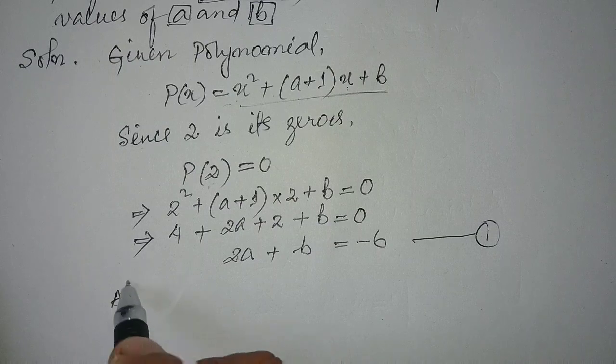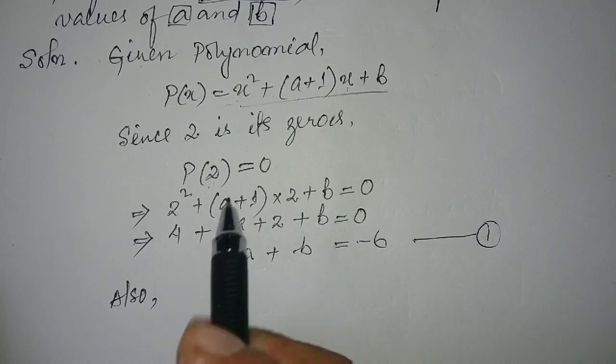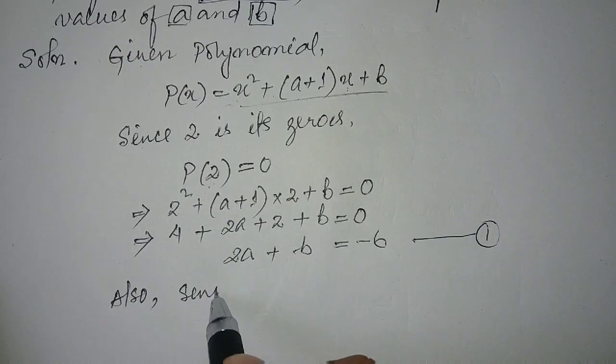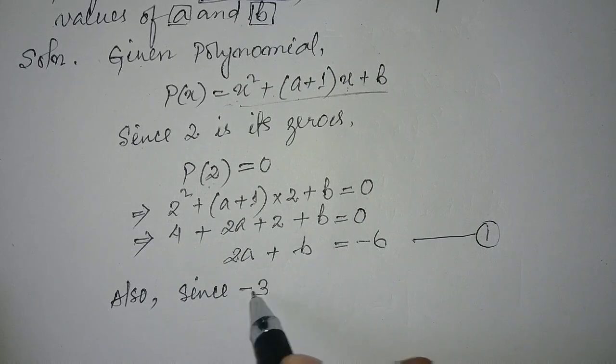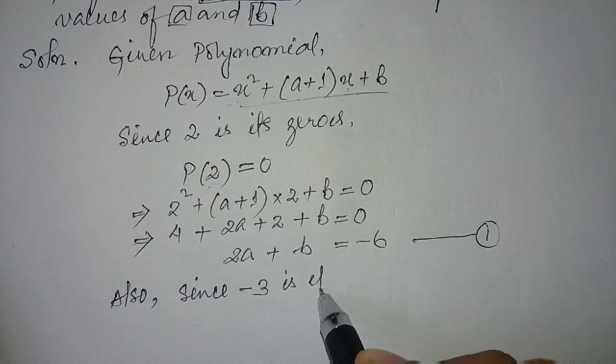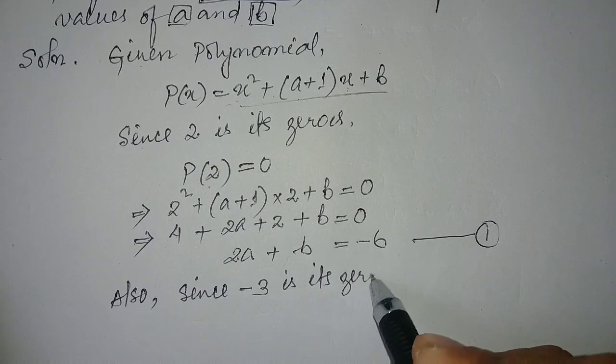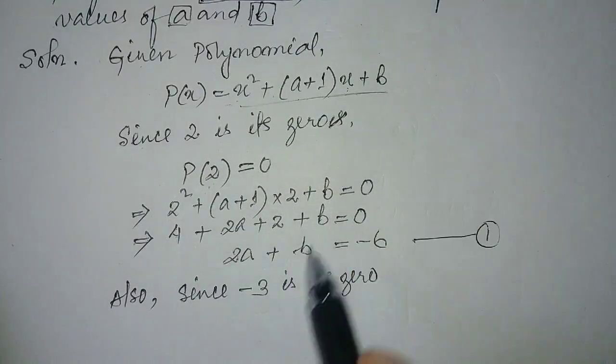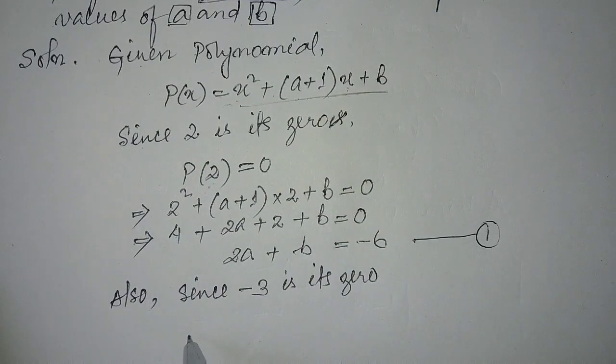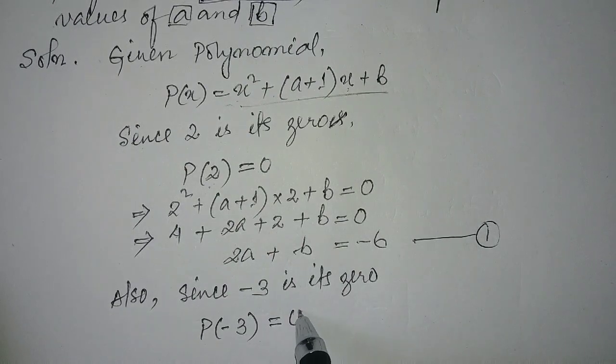Also, since minus 3 is its 0, therefore we must have p minus 3 equal to 0.